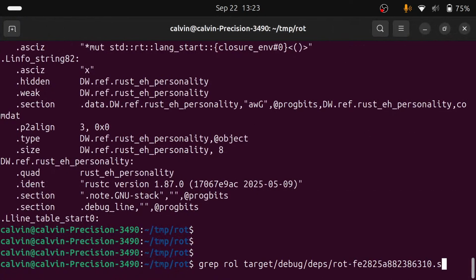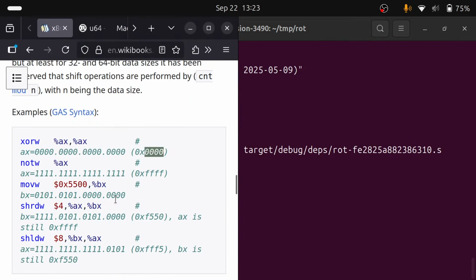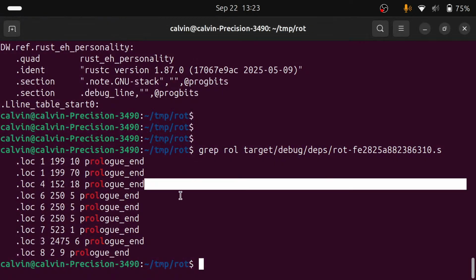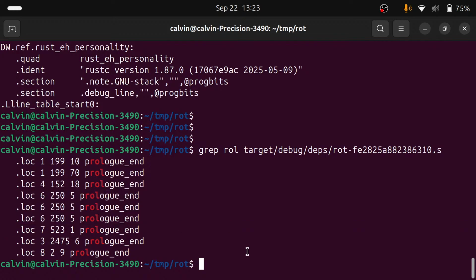And that's what we showed with grep. So if I look for a rotate left, which I know is the correct instruction because I found it on this reference manual, right? So it's called a rotate left. I can't find a rotate left anywhere in this assembly command. There's a bunch of things called prolog end, right?